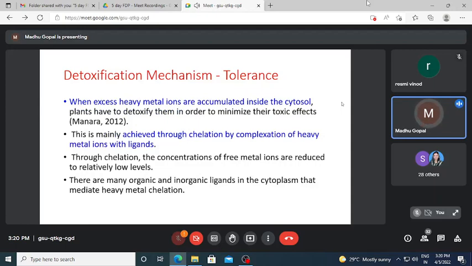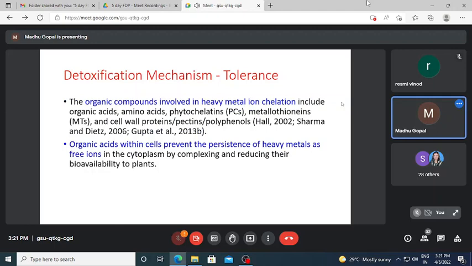So when excess heavy metal ions are accumulated inside the cell, in the cytosol, plants have to detoxify in order to minimize their toxicity effects. This is mainly achieved through one mechanism, that is chelation, by complexation of heavy metal ions with the so-called ligands. There are certain compounds, metallic compounds. So they form a complex compound, complexation of heavy metal ions with the ligands, and through chelation the concentration of free metal ions is reduced to relatively low levels. So these are the organic compounds, ligands involved in heavy metal chelation: organic acids, amino acids, etc.